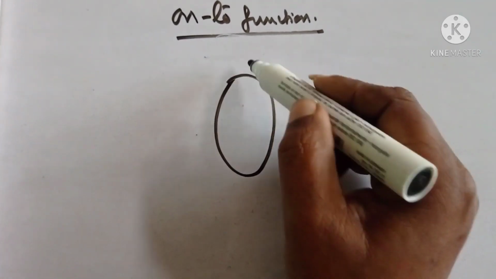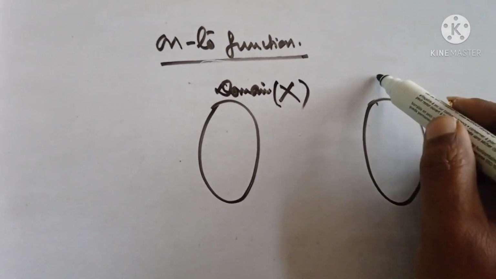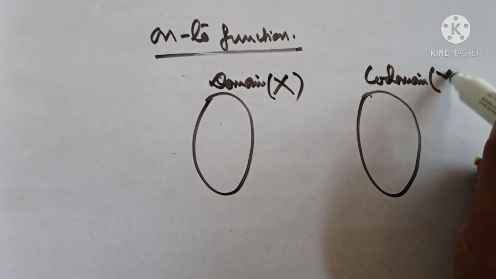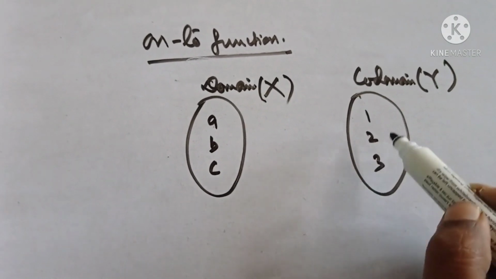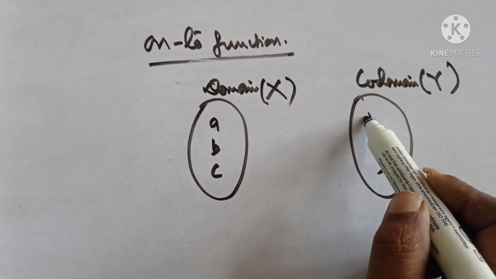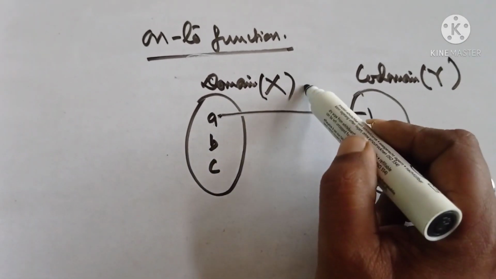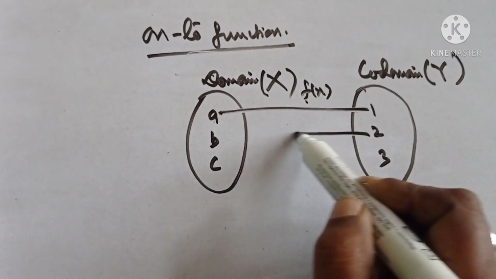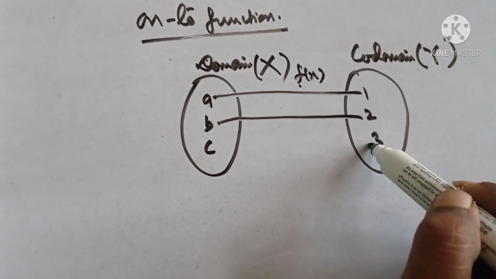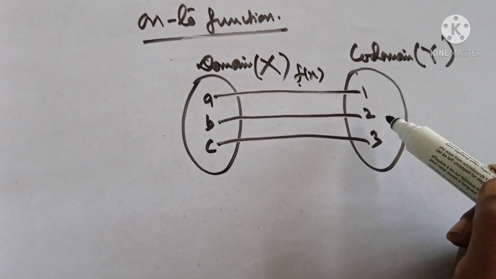Let me make it simpler. This is your domain, say this is X, and this is your codomain, say this is Y. Here you see A, B, C and 1, 2, 3. So 1 is related to A, meaning A is the pre-image of 1 under the function f. Similarly, B is the pre-image of 2, and C is the pre-image of 3.